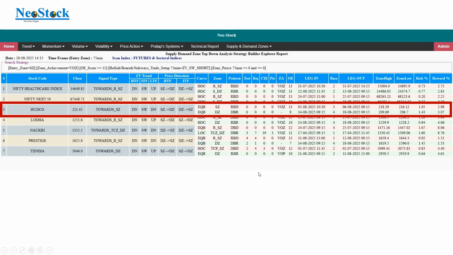Okay, next we will look into entry time frame 75 minutes. That means it is a WIT trade setup, weekly income trade. In weekly income trade, short trade setup, I have selected HUTCO. And I generated this report on 18th August.